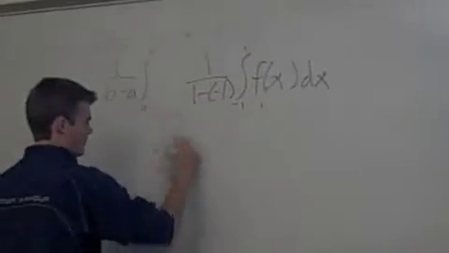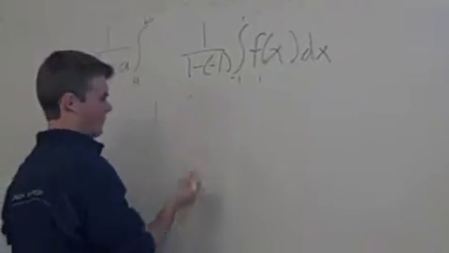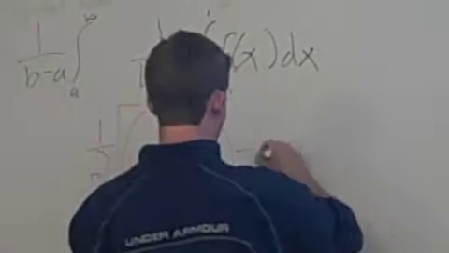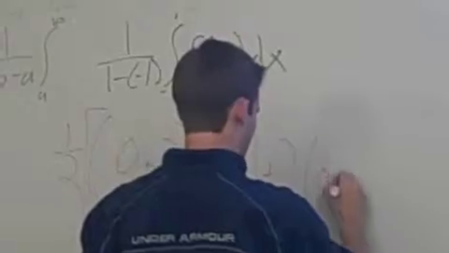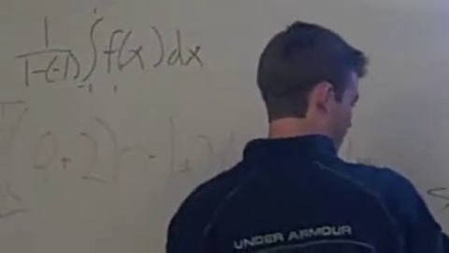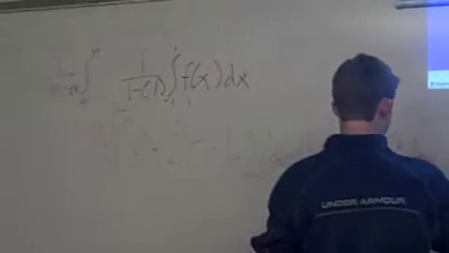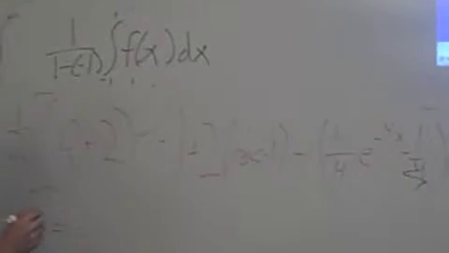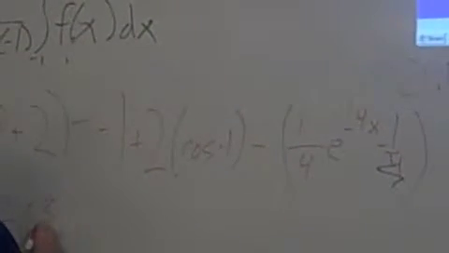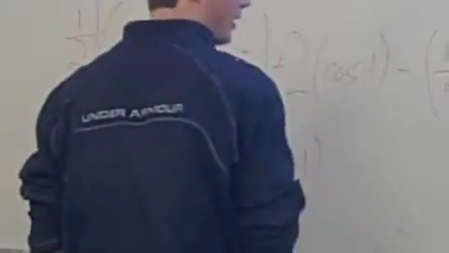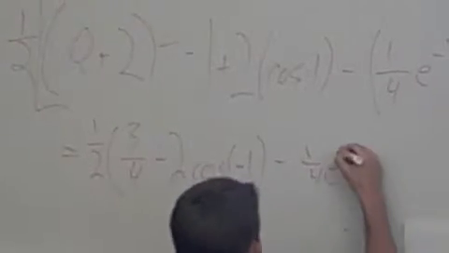So we bring the 1/2 out, and we're substituting in. So we get 0 plus 2 minus negative 1 plus 2 cosine of negative 1, minus 1 over 4, this is the chain rule, e to the negative 4x, minus 1/4. And all of that is equal to 1/2 times the quantity 3/4 minus 2 cosine of negative 1, minus 1/4 e to the negative 4th.